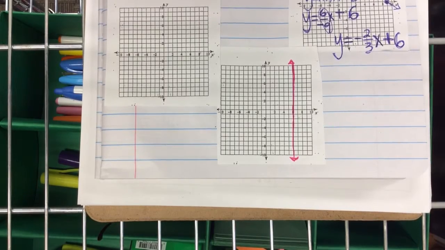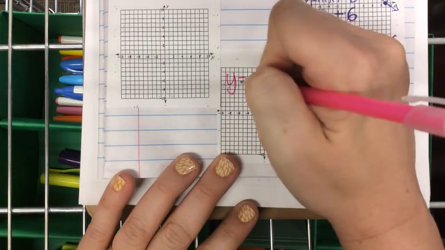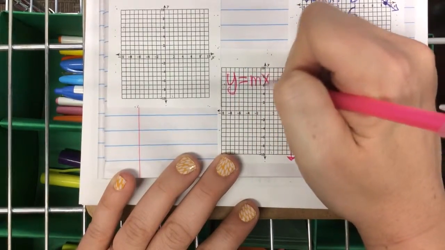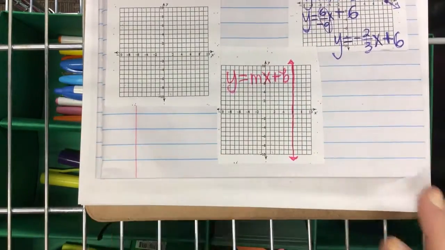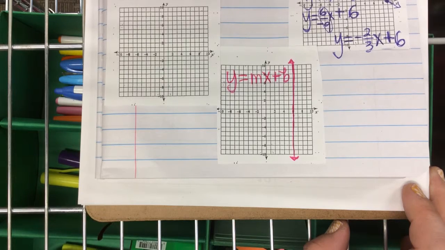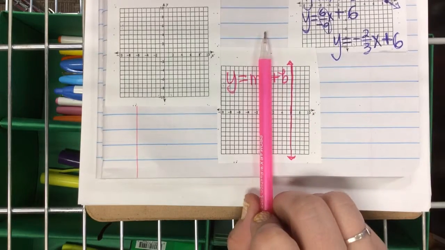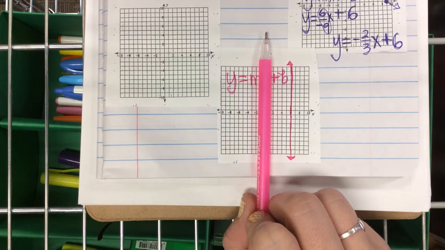Okay, this is a vertical line, correct? Yes. So I'm again going to write y equals mx plus b. So we're going to substitute. We're going to put our numbers into the problem. The easiest one to find is your y-intercept. Here's my y-axis. Is there a y-intercept? No, there's not a y-intercept.